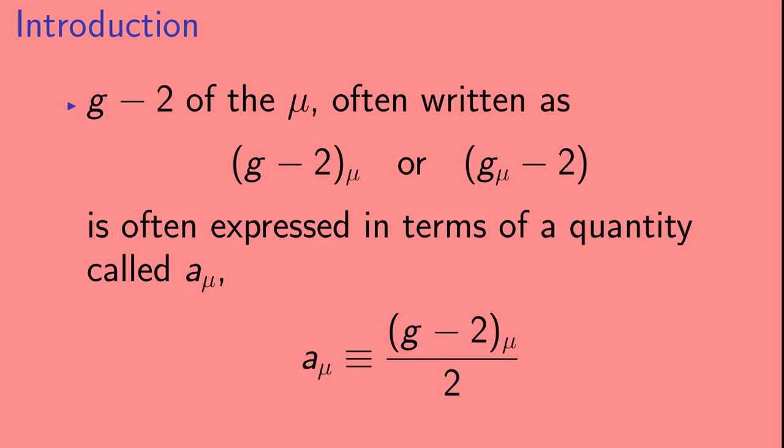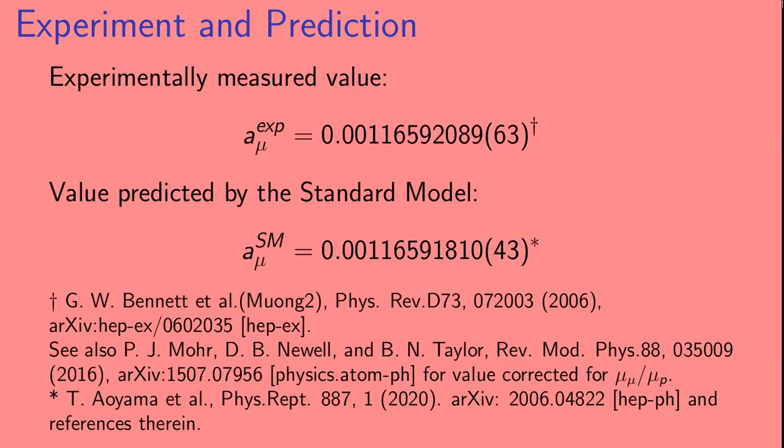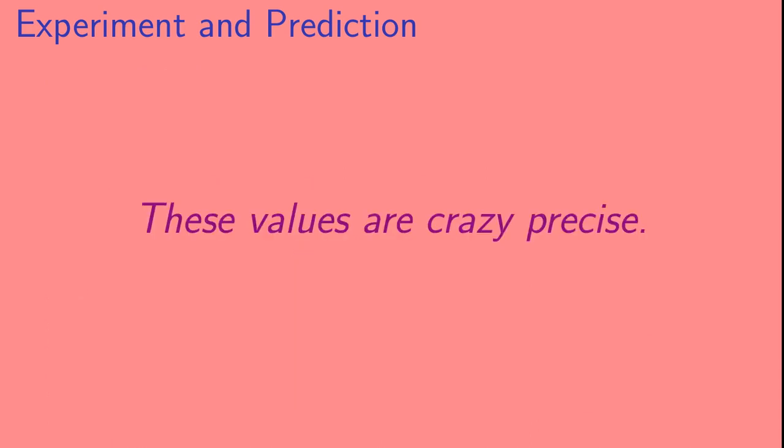Okay, so g-2 of the Muon, which is often written as g-2 with a subscript of mu, or g with a subscript of mu minus 2, is often expressed in terms of a quantity called a_mu, which is just g-2 of the Muon divided by 2. Okay, so here we have the experimentally measured value of a_mu, and the value of a_mu predicted by the standard model of particle physics. And the first thing to notice about these two numbers is that these values are crazy precise.